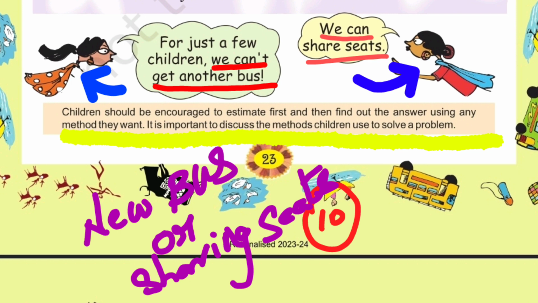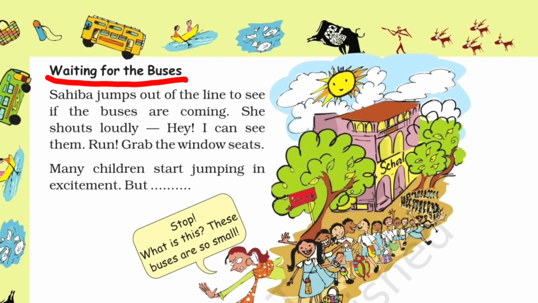Okay. Next. So waiting for the buses. So look at the long line. The students are standing in a queue and it starts from the school entrance and all are waiting eagerly for the bus to take them to the trip to Bhopal.